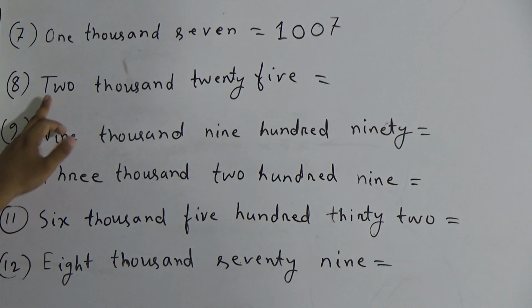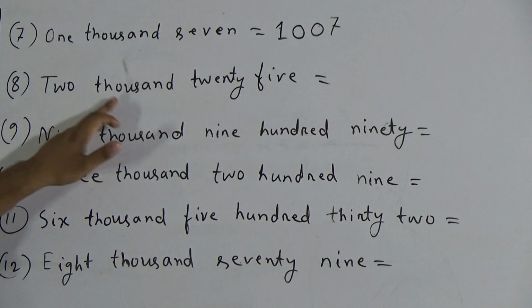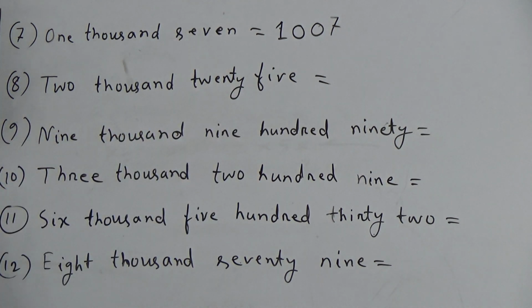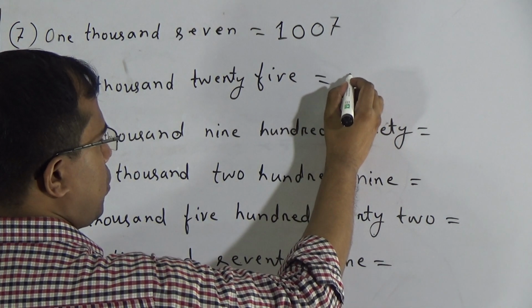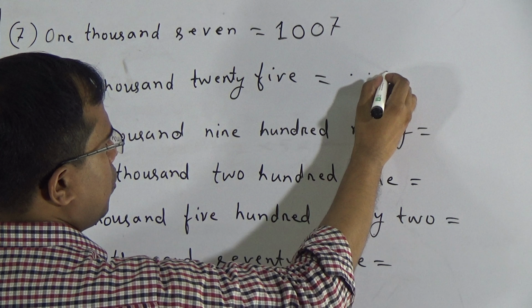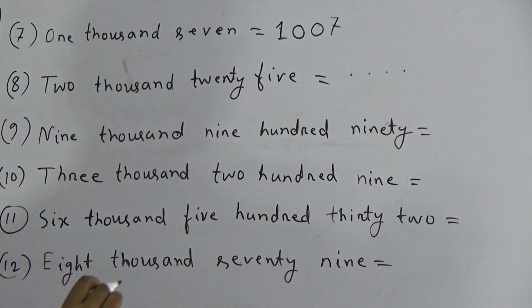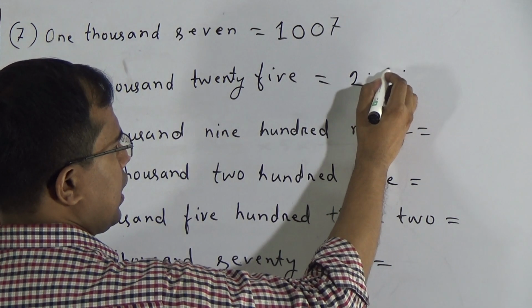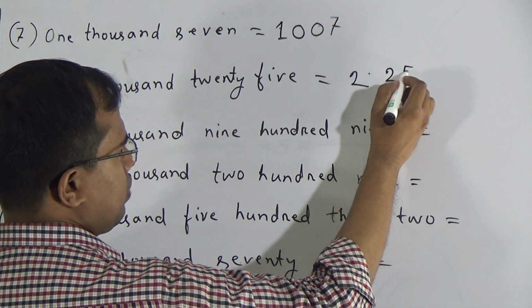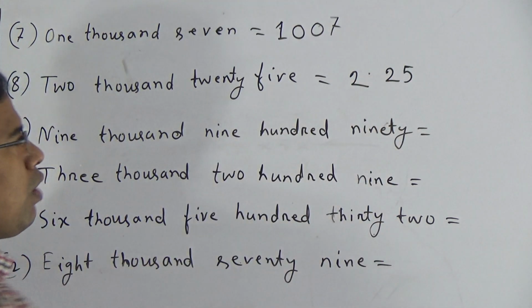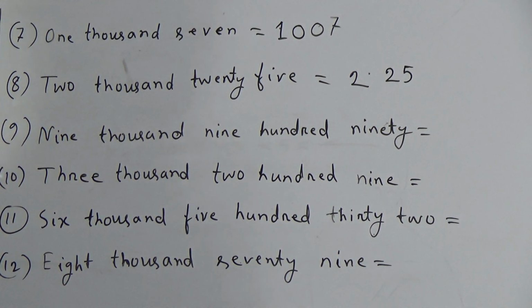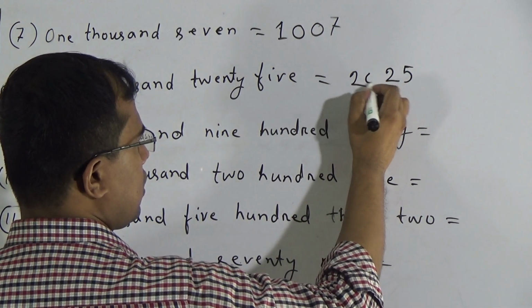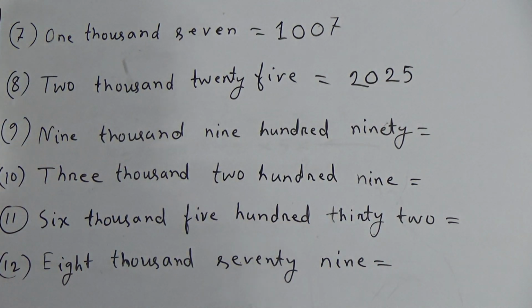This is 1,007. Now number 8: 2,025. The highest place is the thousands place, so we will take a total of 4 places, 1, 2, 3, 4. And in the highest place, that means in the thousands place, we will write 2. 2,000, then 25. In the tens place we will write 2, and in the ones place write 5. Here the hundreds place is blank, and in this blank place we will write 0. This is 2,025.